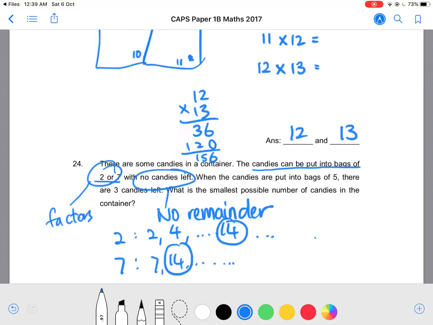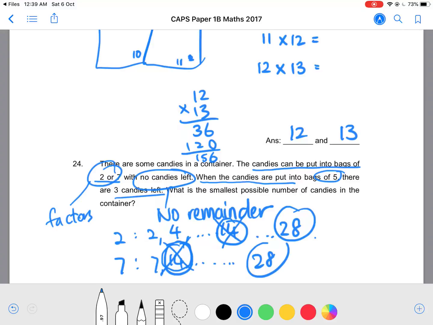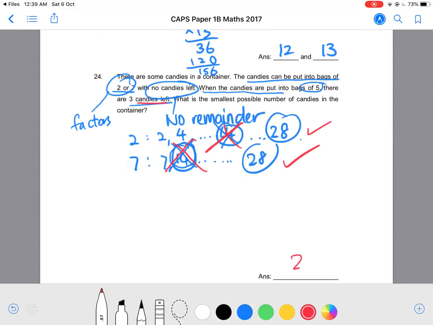Now you can go on, because I may not have 14 as the answer. 28 is the next one. Okay, so the next clue says, if you divide it by 5, there is a remainder of 3. Now if you divide 14 by 5, you get a remainder of 4. So 14 cannot work as the answer. Let's try 28. 28 divided by 5. Does it give you a remainder of 3? Yes, right? So the answer cannot be 14, it has got to be 28. The next smallest one.